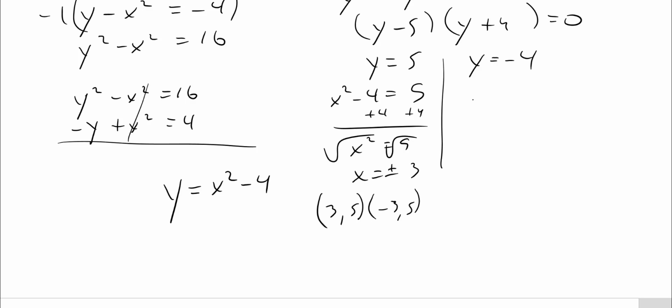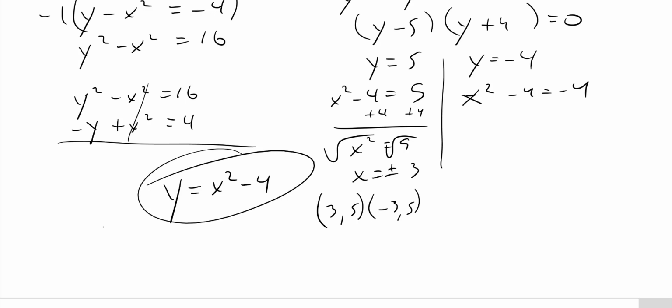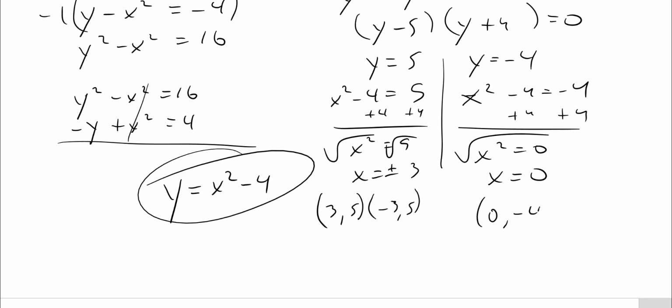Let's do negative 4. So x squared minus 4 equals negative 4, right? So I'm using this equation: x squared minus 4 equals negative 4, which is what y is. And if I add 4 to both sides, I just get 0. X squared equals 0. So let's take the square root, I get x equals 0. There's no plus or minus 0, so 0. So I have an answer of 0 comma negative 4. So there are only 3 answers for this one.